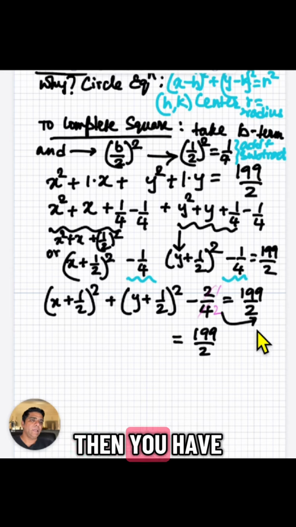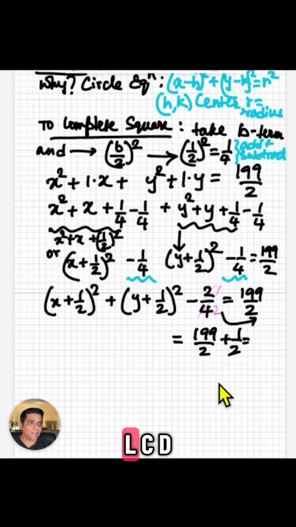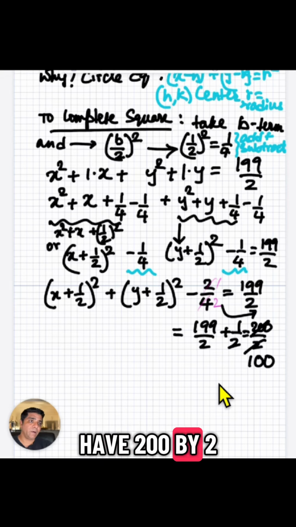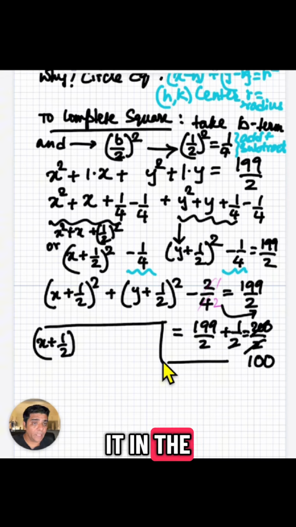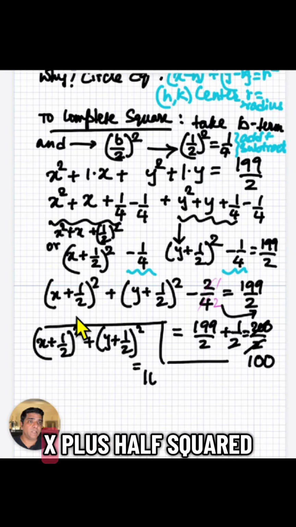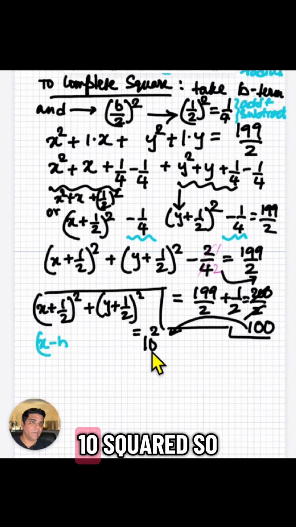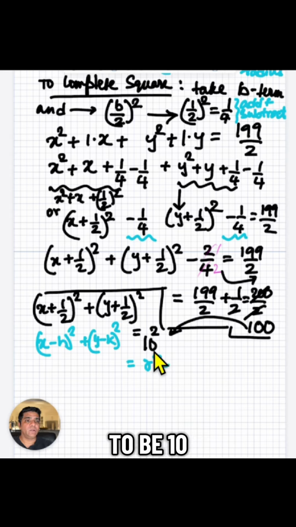positive. And then you have 199 over 2 plus 1/2, the LCD is already 2, and then you have 200 over 2, which is 100. So let's write in the circle form, already mostly done, (x plus 1/2) squared plus (y plus 1/2) squared equals, just write the 100 as r squared, 10 squared. So r is going to be 10.